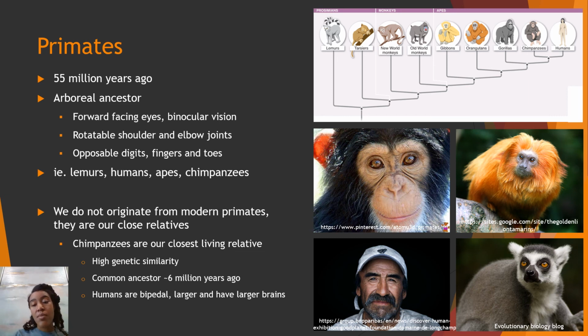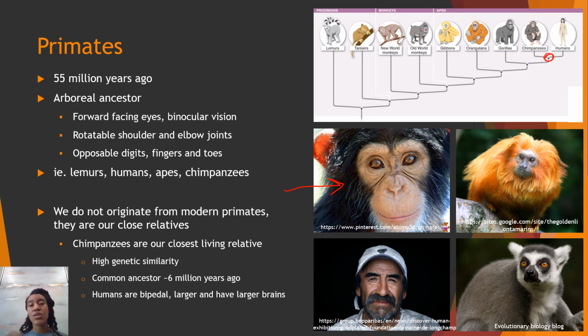Our closest relatives are chimps, which you can see this guy here. You can see on this phylogenetic tree that the chimps and humans share a more recent common ancestor to each other than either of them do with any other primate. And this is also strengthened by genetic similarity.